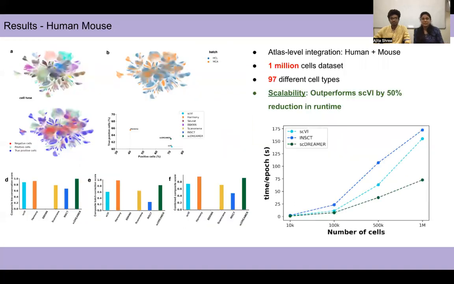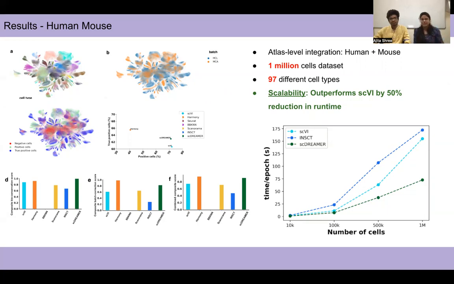Here we present the results on the human mouse dataset. Here we are doing atlas level integration between two different species with about 1 million cells and 97 different cell types. As we can see from panels A and B, the batch mixing is very well attained between the species. In the diagram below, we can see a high percentage of true positive cells, which indicates very good batch mixing. Quantitatively, in bioconservation our method is performing the best, and it is at par with the best method in the batch correction metric. Overall, scDREAMER is performing very well on both metrics.